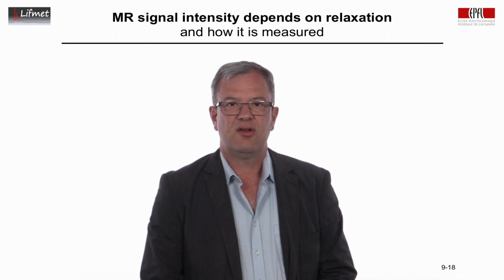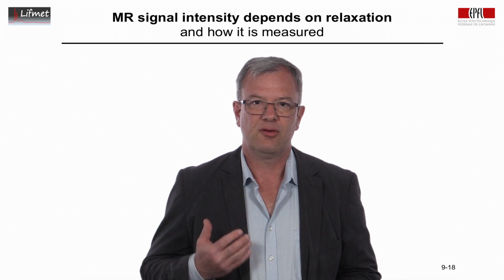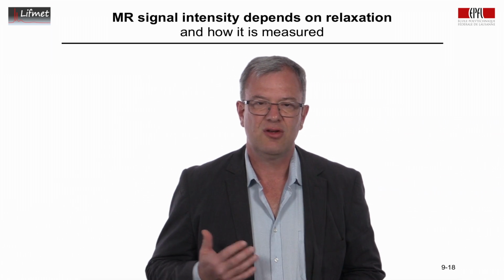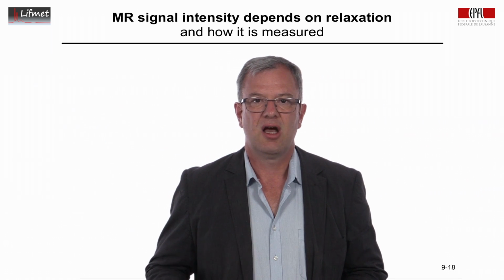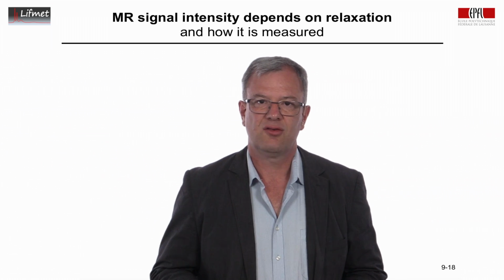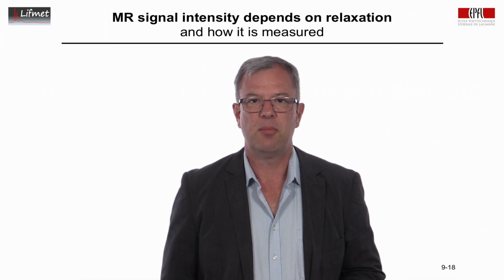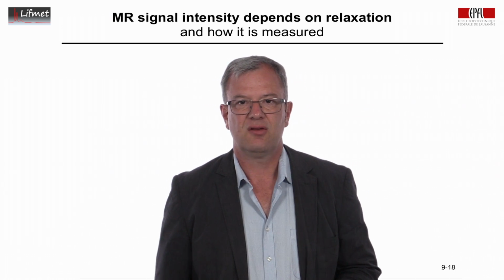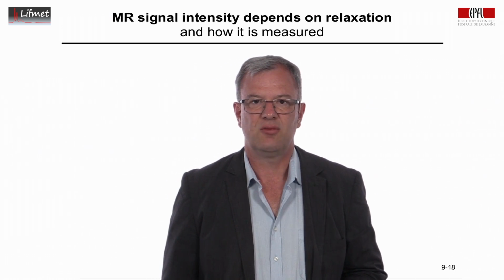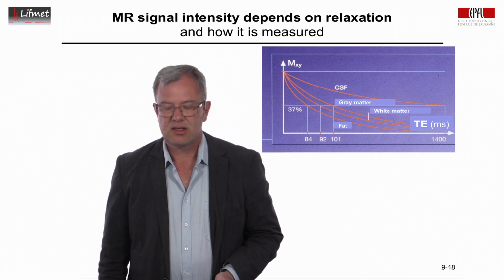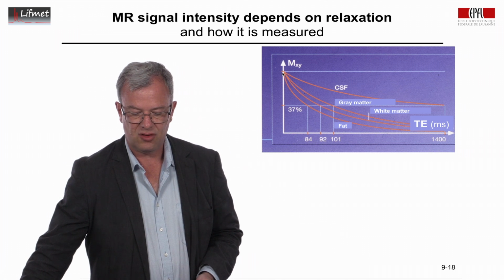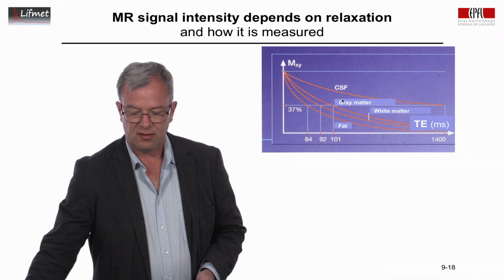Okay, and here is a message that is dear to me that I want to stress. The intensity in the MRI images that are being measured depends strongly on the relaxation, but in a way that depends strongly on how this signal intensity is being measured. So let's look at the transverse component. We have transverse magnetization. This is cerebrospinal fluid. We have gray matter, white matter, and fat.